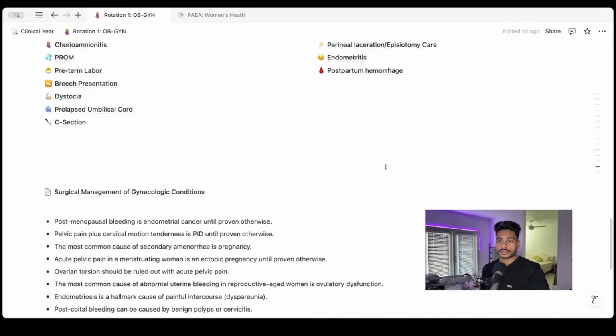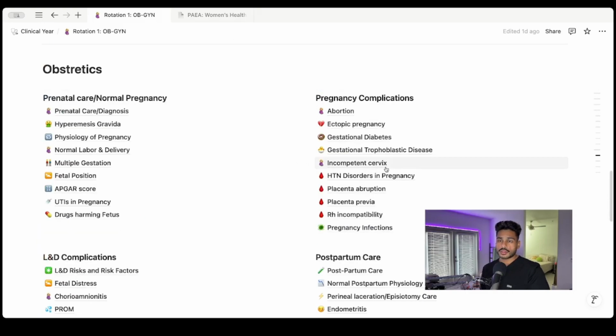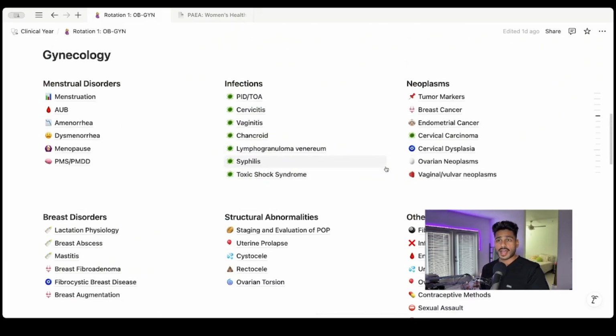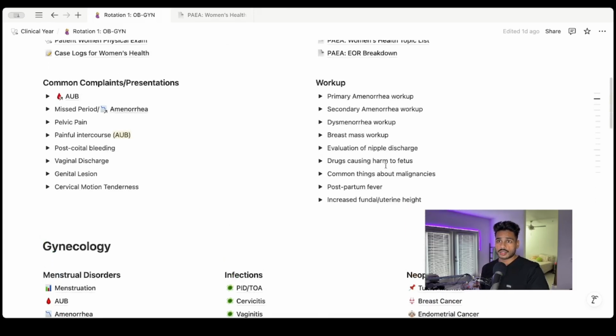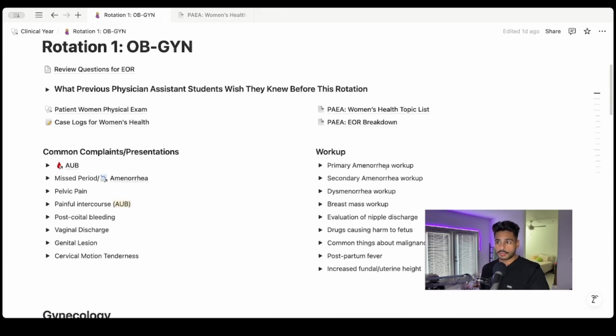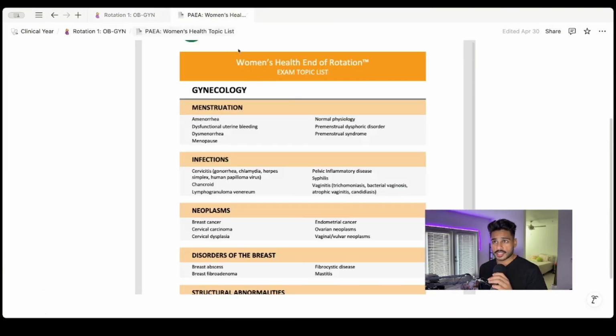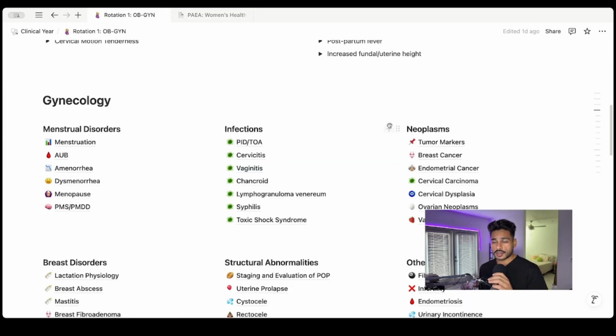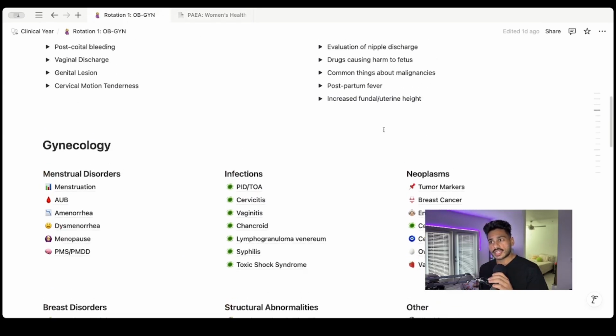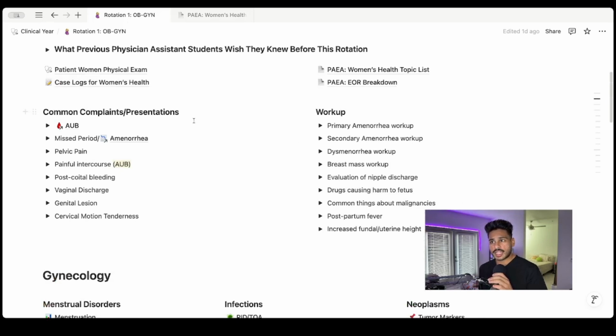But I would like to talk about some other things that I have done on top. So I'm going to go back up to top, and I have two things here lastly to mention. So again, you have seen my Notion page that represents the topic list here, PAEA topic list. But also, what you will see is on top of that, I have common complaints and presentations and workup. Now, this area is extremely important to me.